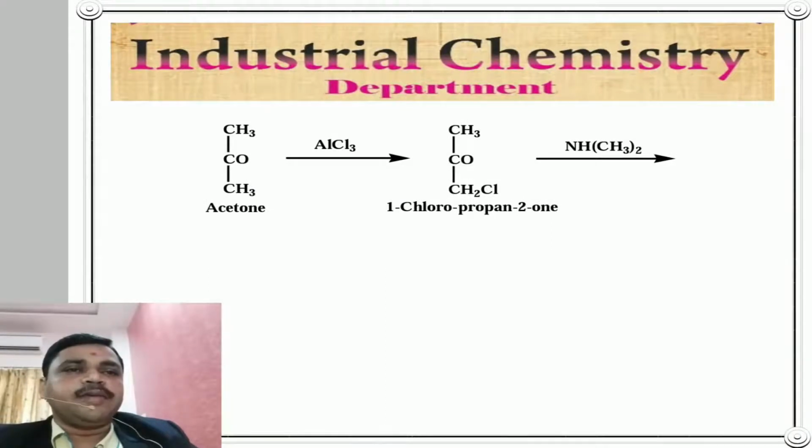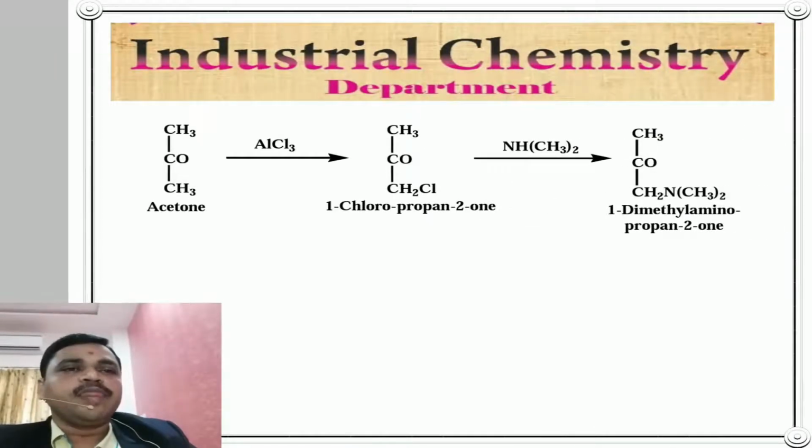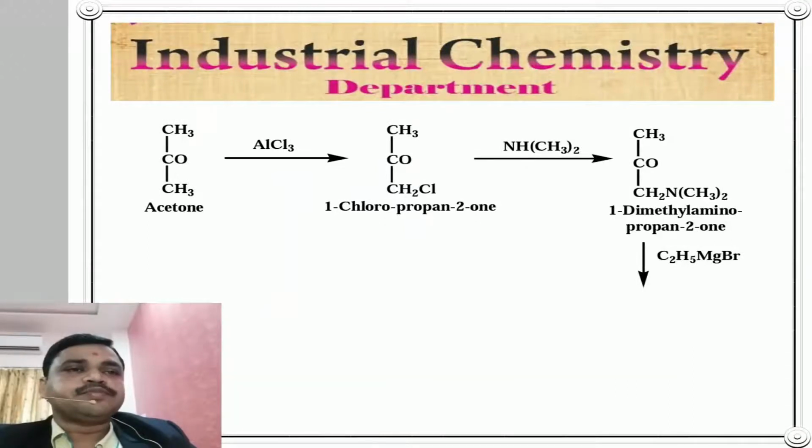This 1-chloropropan-2-one is treated with dimethylamine, (CH3)2NH. So by replacement of chlorine by the amino group, we get 1-dimethylaminopropan-2-one. This 1-dimethylaminopropan-2-one is treated with C2H5MgBr, ethyl magnesium bromide. It is also known as Grignard reagent.